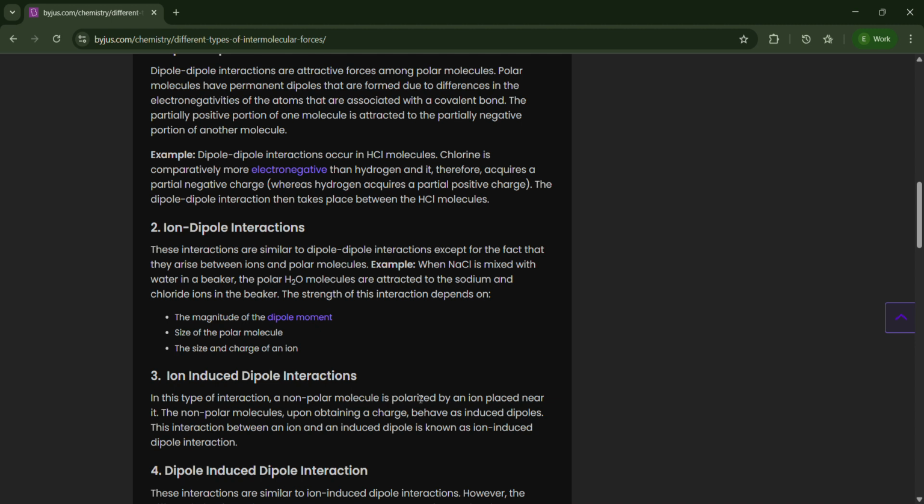The strength of this interaction depends on the magnitude of the dipole moment, the size of the polar molecule, and the size of the charge of an ion. So I think these forces basically act as vectors because they have both a direction and a magnitude. They must be acting along a particular line in the field that they create due to their charge.